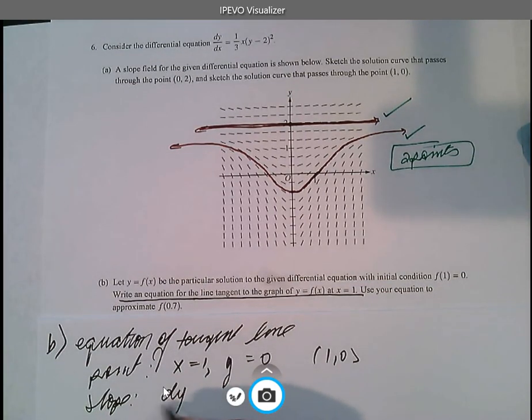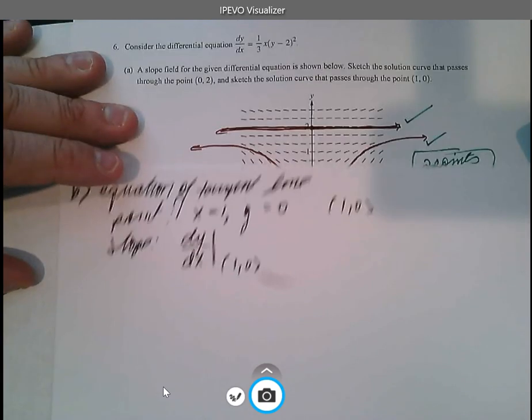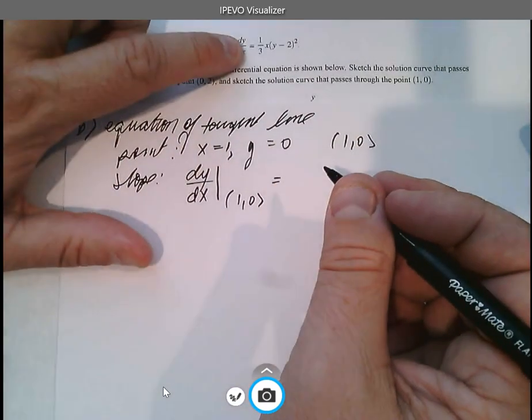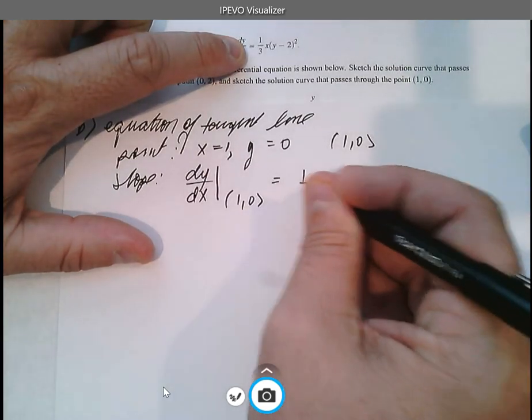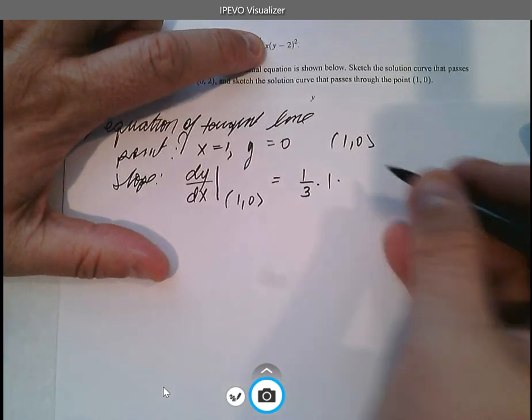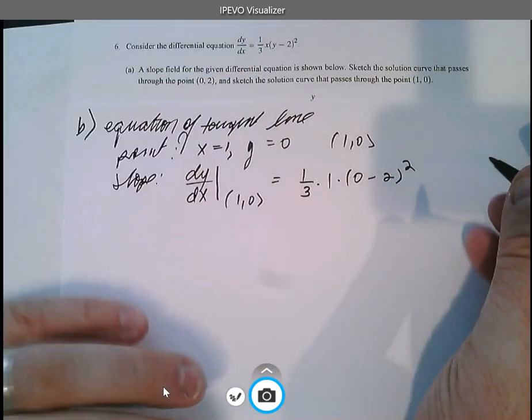To find the slope, I need to find dy/dx at (1, 0). Oh, I went off the page, sorry. I need to find dy/dx at (1, 0). To do that, I'm going to go to my differential equation. 1/3 times x is 1, times y minus 2, 0 minus 2 squared.